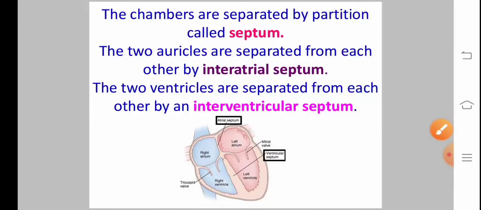The chambers are separated by partition called septum. The two auricles are separated from each other by atrial septum, interatrial septum. The two ventricles are separated from each other by interventricular septum.